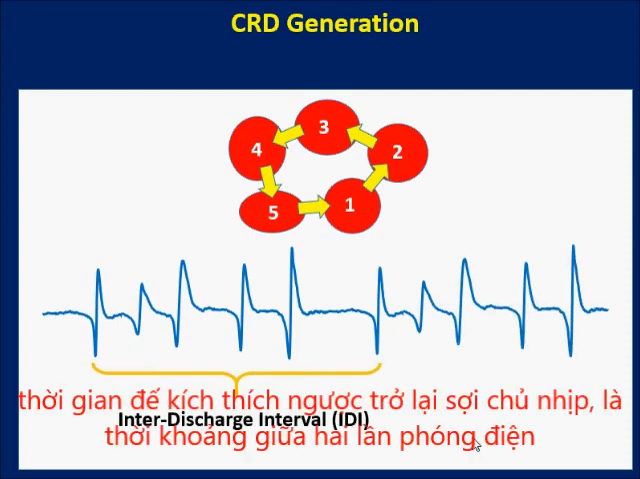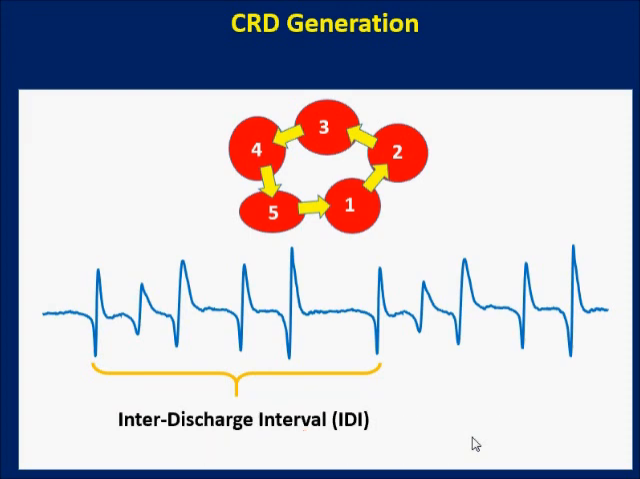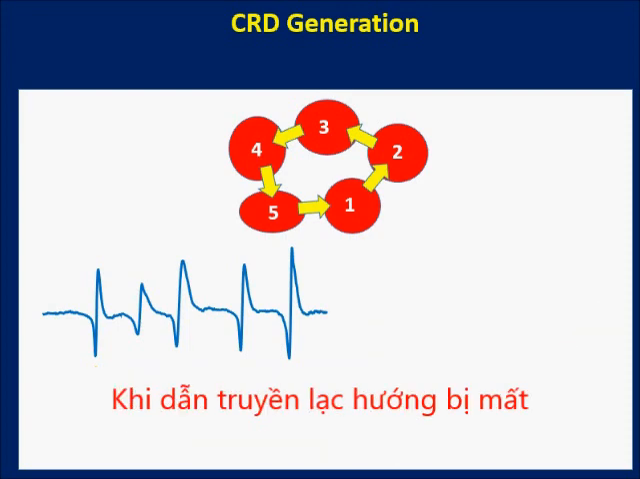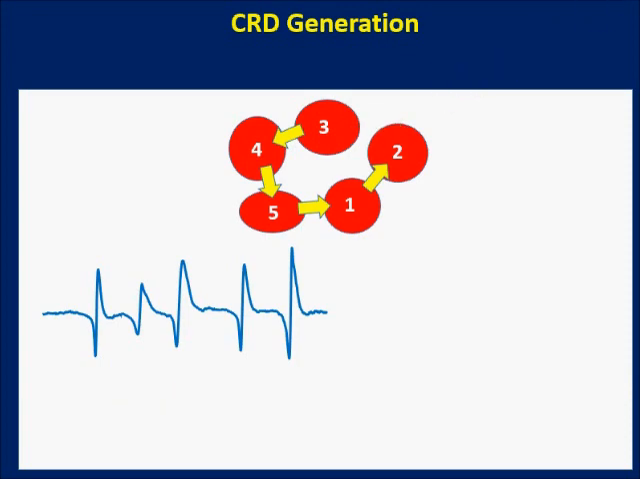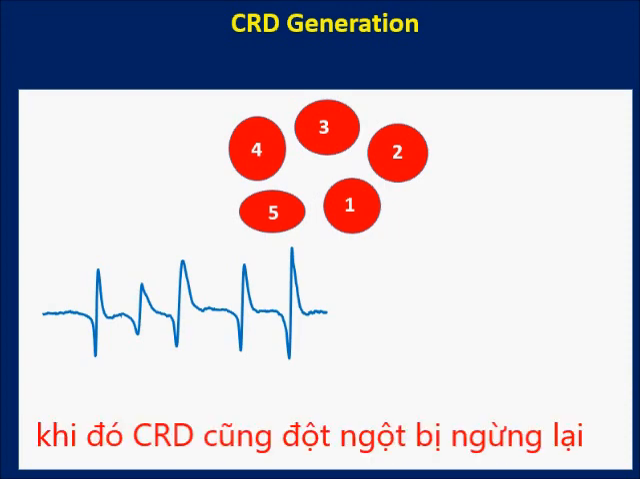The time to reactivate the pacemaker fiber is the inter-discharge interval of the potential. If there are more fibers in the path, or if the fibers conduct the action potential slowly, the inter-discharge interval will be longer and the rate of CRD will be less. In general, CRDs have a firing rate of 5 to 100 Hz. If the ephaptic transmission fails, the sequential activation of muscle fibers will stop. Hence, the complex repetitive discharge will also stop abruptly.